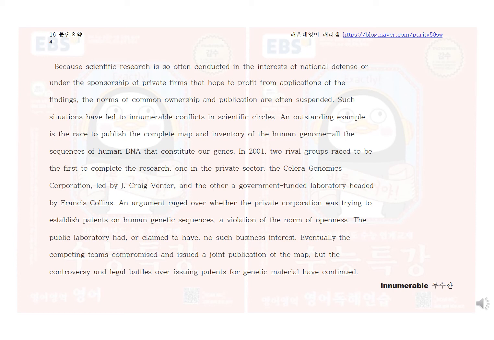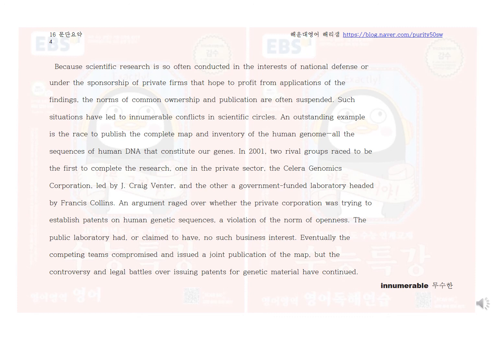In 2001, two rival groups raced to be the first to complete the research. One in the private sector, the Celera Genomics Corporation led by J. Craig Venter, and the other a government-funded laboratory headed by Francis Collins. An argument raged over whether the private corporation was trying to establish patents on human genetic sequences, a violation of the norm of openness. The public laboratory had, or claimed to have, no such business interest.